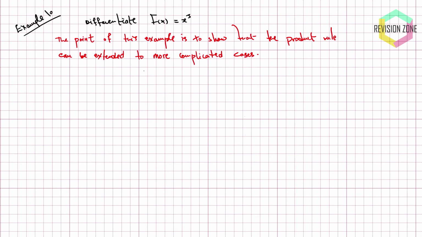The function in this case is x cubed. This is obviously a very, very easy function which we can differentiate directly, but I've chosen this example to try and highlight another subtle point about the product rule. So the point of this example is to show that the product rule can be extended to more complicated cases. So let's work this out.